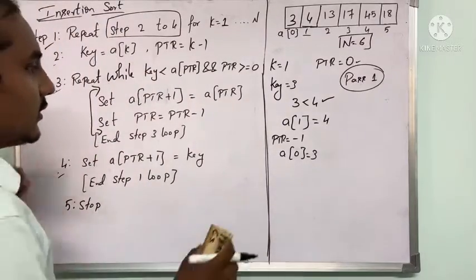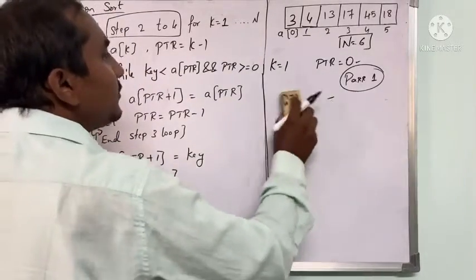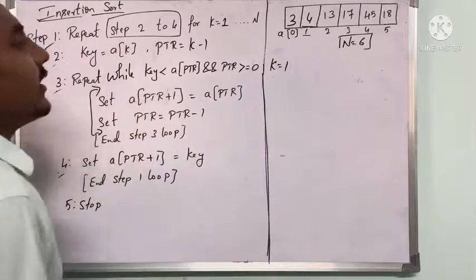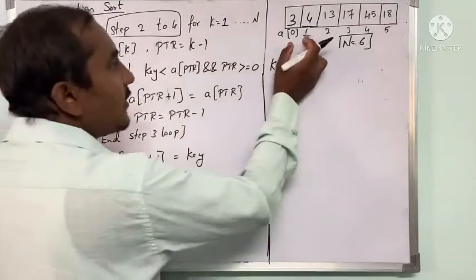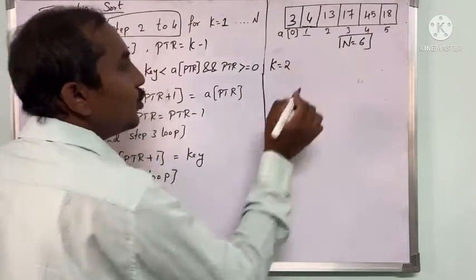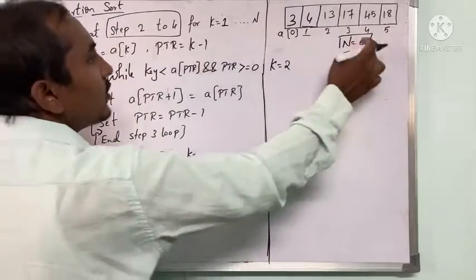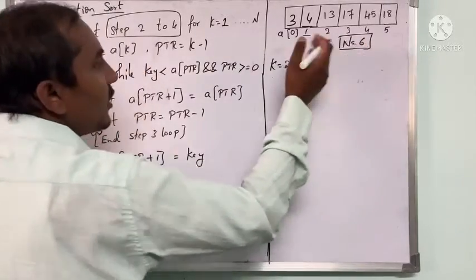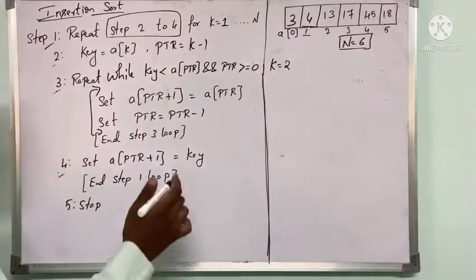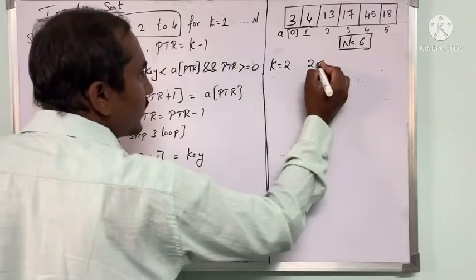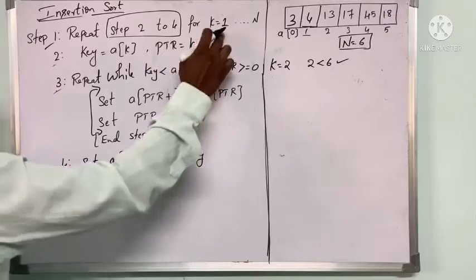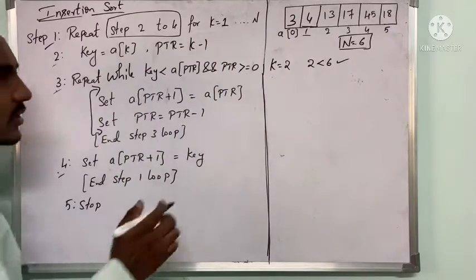So in the second pass, what happens? Now k value will increase. K value was previously 1, now it will change to 2. Okay. So again, 2 is less than or equal to 6. The number of elements is 6. So that is 2 less than 6, which is true. So since that is true, we will come into the second step.